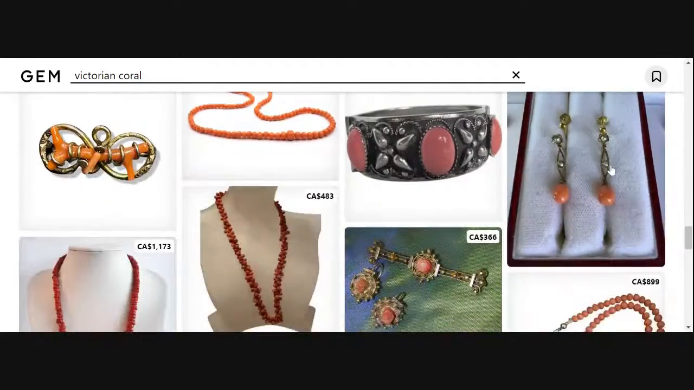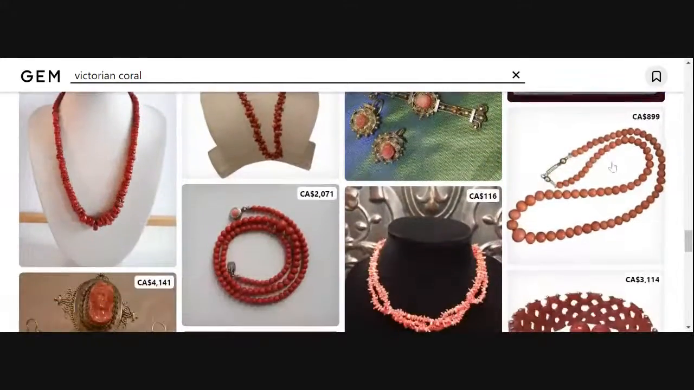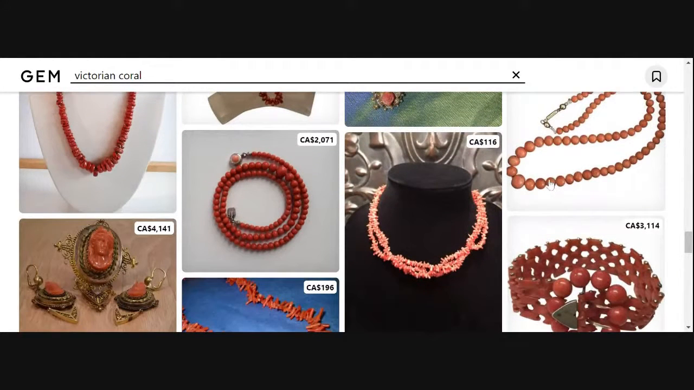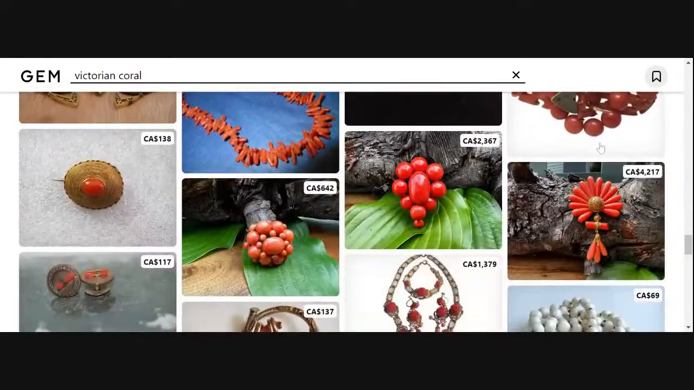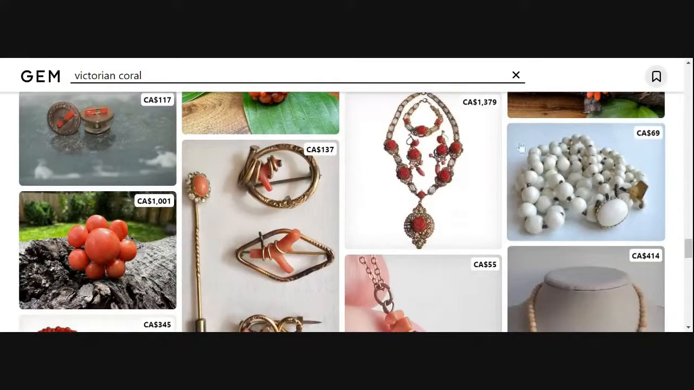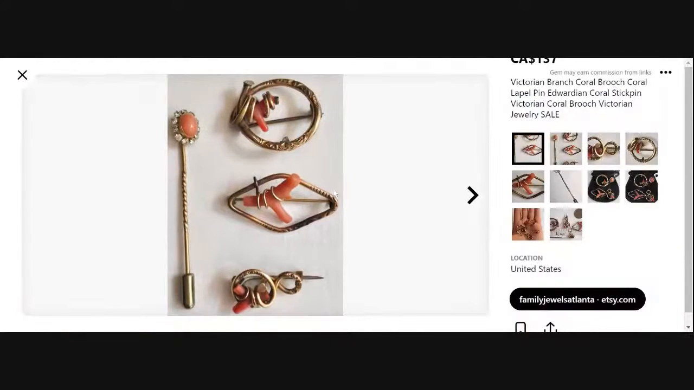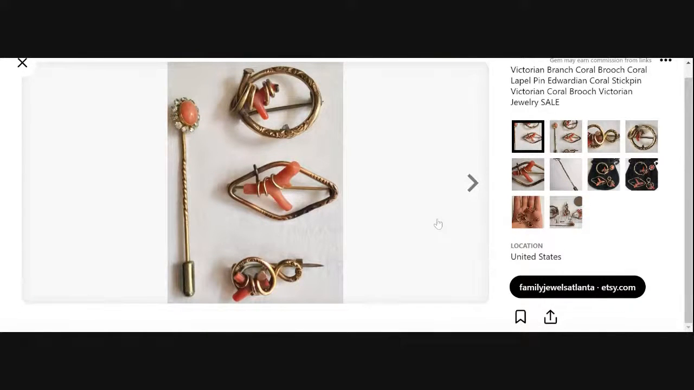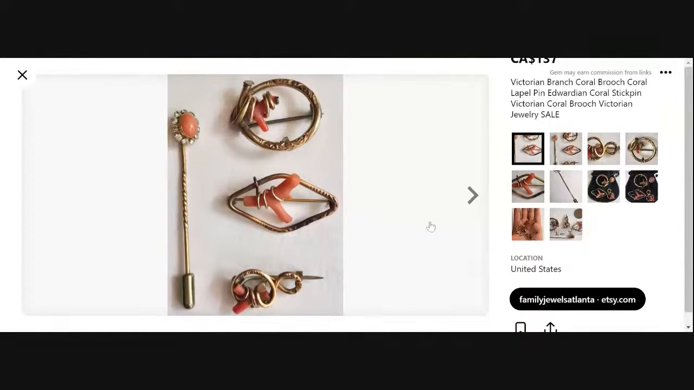Now, I am going to scroll. There's a lot of necklaces that are available, and I do love these round beads. They're typical of what was worn to kind of ward off the evils, especially for children, to make sure that no danger would befall them. Here is a great set. Okay, this looks like a bargain. So this is on Etsy, Family Jewels Atlanta, and it looks like for $137 Canadian, which I believe is right around the $100 USD mark.